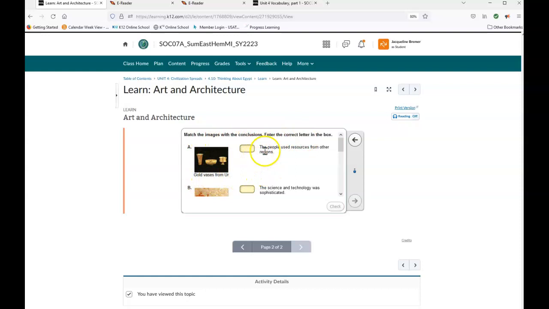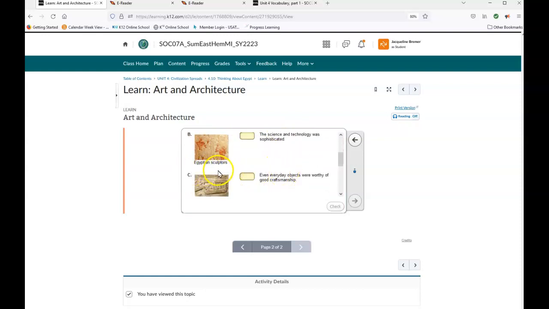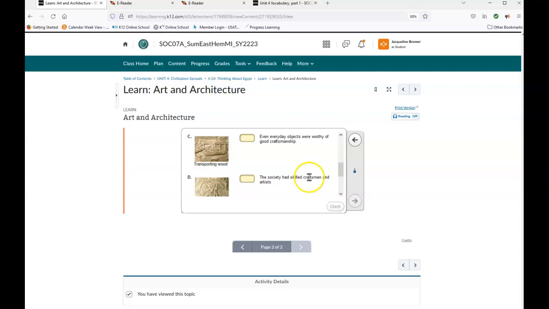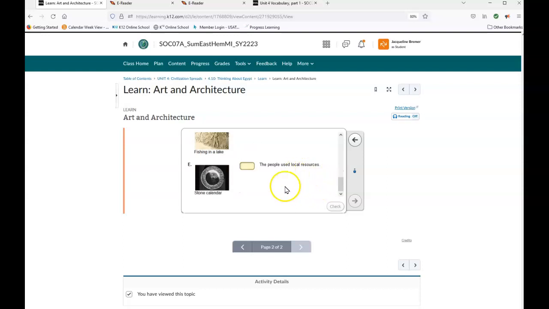Okay, some gold vases from Ur. What did they conclude? Egyptian sculptors, transporting of wood, fishing in a lake, stone calendar. And again, the people used local resources. The society had skilled craftsmen and artists. Everyday objects were worthy of good craftsmanship. So put your answers in and then check, all right, and see what you think. All right, let's go back to the directions.